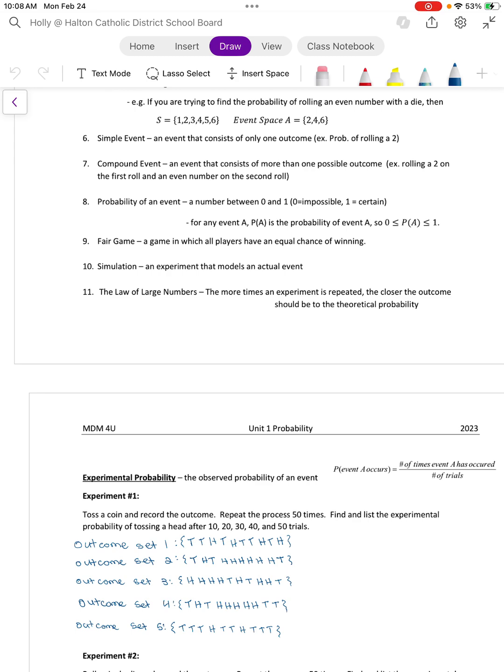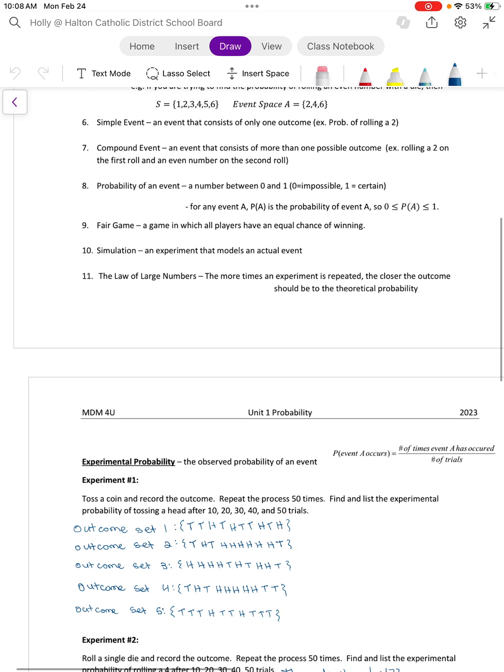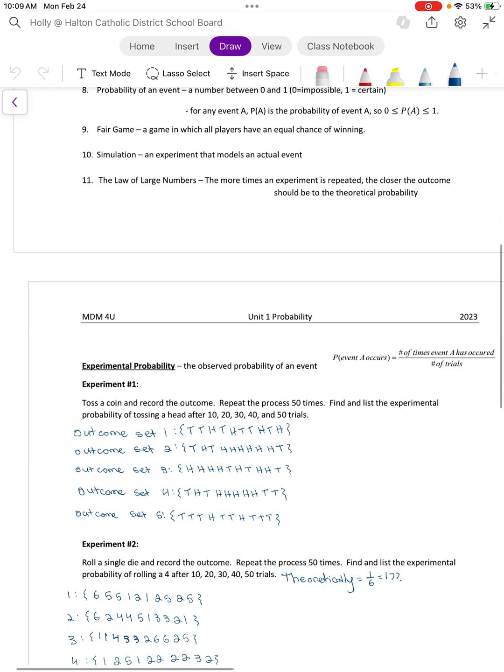So in theory, we have a certain probability that should occur. But when you actually do the experiment, you often see a different outcome. But the more times you repeat this experiment, you should reach a probability that is closer to the theoretical probability. And we'll do theoretical probability in lesson 4.